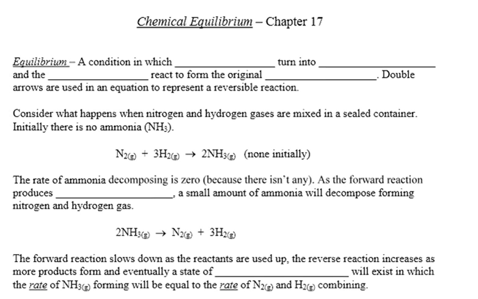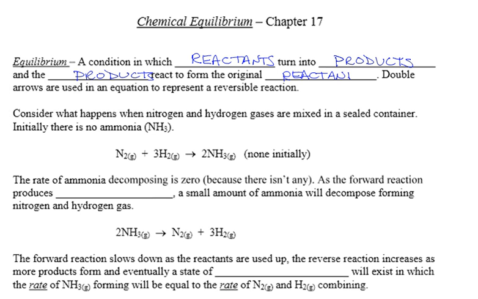Equilibrium is a condition in which reactants turn into products and the products in turn will react to form the original reactants.